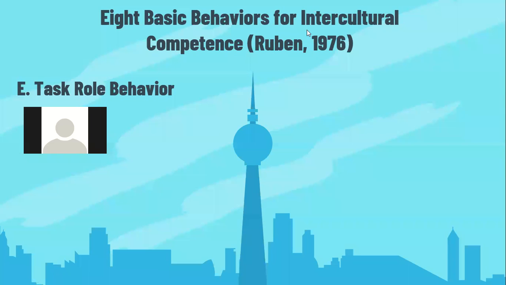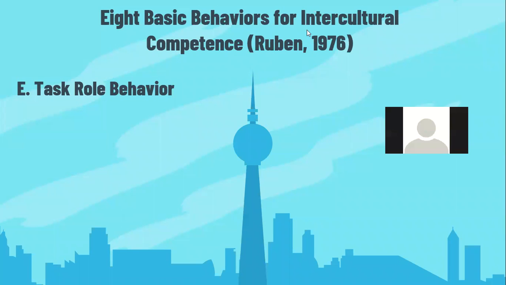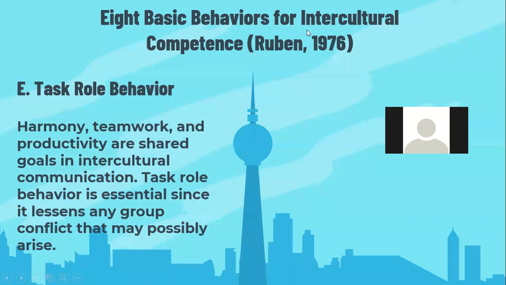Next, we have task role behavior. Harmony, teamwork, and productivity are shared goals in intercultural communication. Task role behavior is essential since it lessens any group conflict that may possibly arise. So, when you say task role behavior, you should know your place in a group. You should know your function in a social interaction.